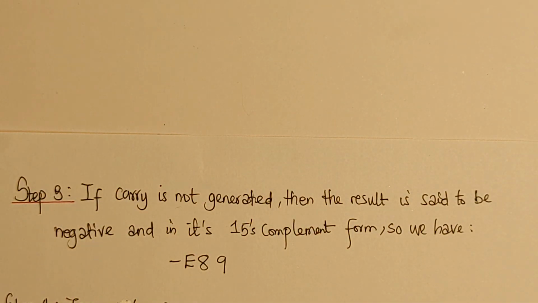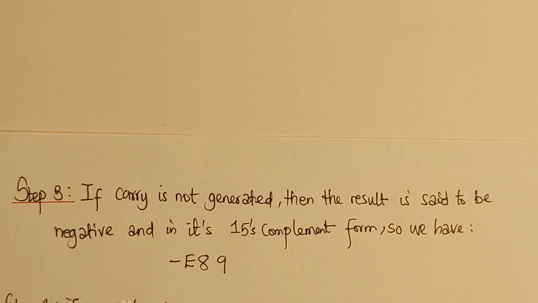The next thing to consider is step 3. In step 3, we have to identify, is there a carry? If carry is not generated, then the result is said to be negative and in its 15th complement form. From our step 2, there was no carry. So we are going to leave it in its negative form and take this as the 15th complement. This is why we have minus E89.